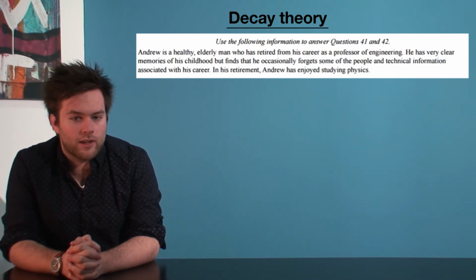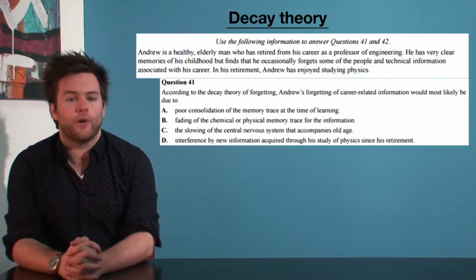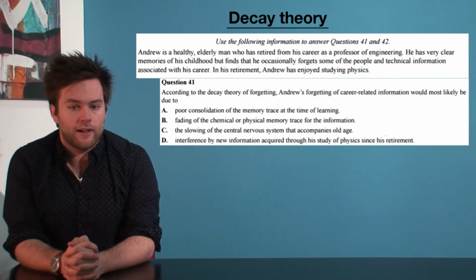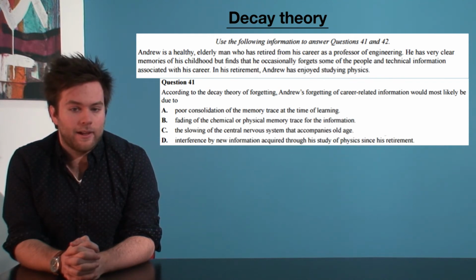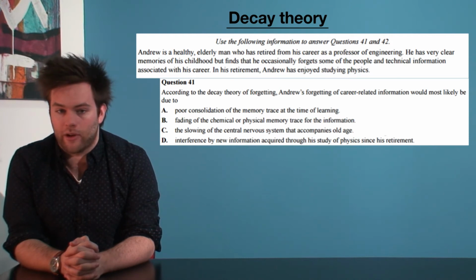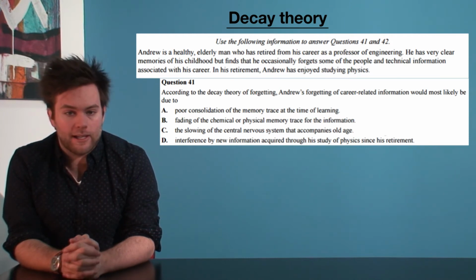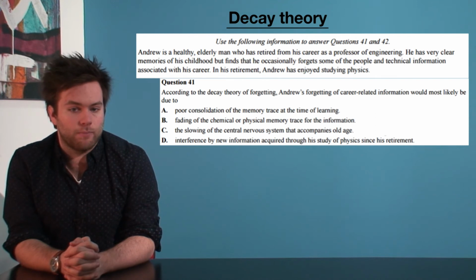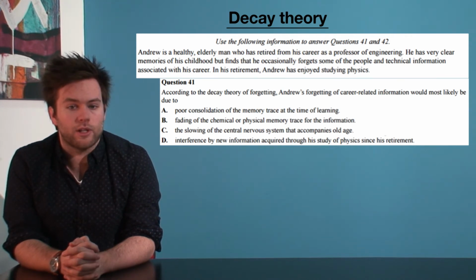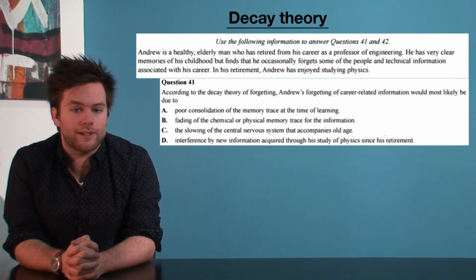And the first question that we're looking at reads, according to the decay theory of forgetting, Andrew's forgetting of career-related information would most likely be due to A. Poor consolidation of the memory trace at the time of learning, B. Fading of the chemical or physical memory trace of the information, C. The slowing of the central nervous system that accompanies old age, or D. Interference by new information acquired through his study of physics since his retirement.